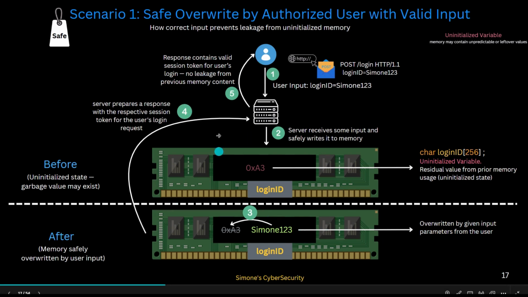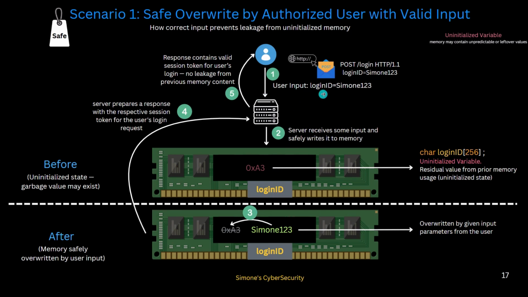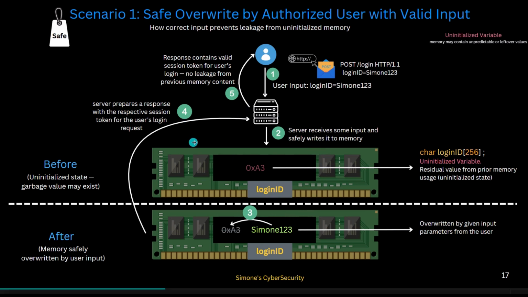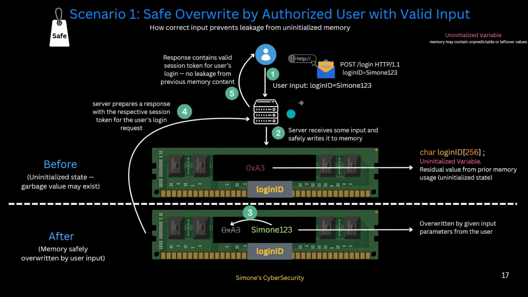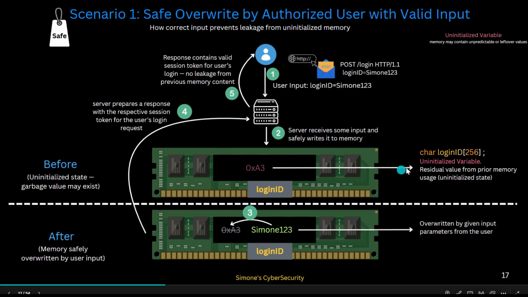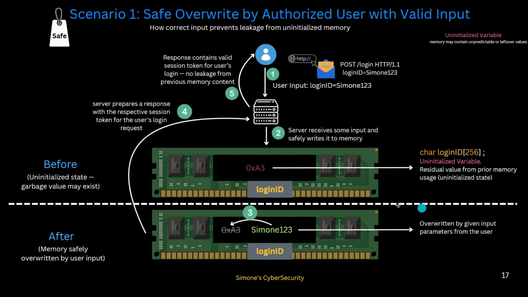The big takeaway from this scenario 1 is that as long as the user sends some input, even if it's incorrect, the server has some input to work with. It will then overwrite the memory with that new input and the situation remains safe. The problem doesn't arise from invalid input. It arises when there is no input provided at all in the login information, when login ID is left blank and sent to the server. That is where the server does not have any input to work with, and that is where the real problem starts because of this uninitialized variable, which we will explore in scenario 2.